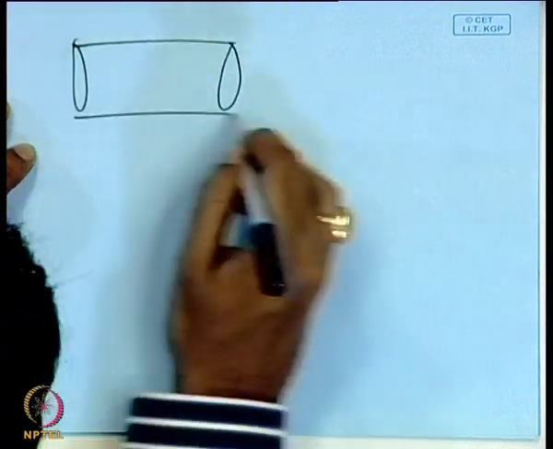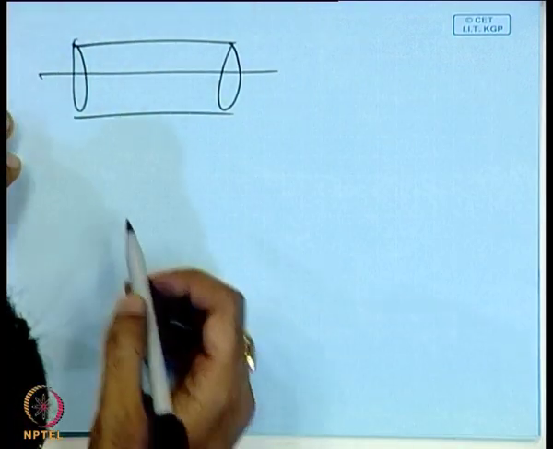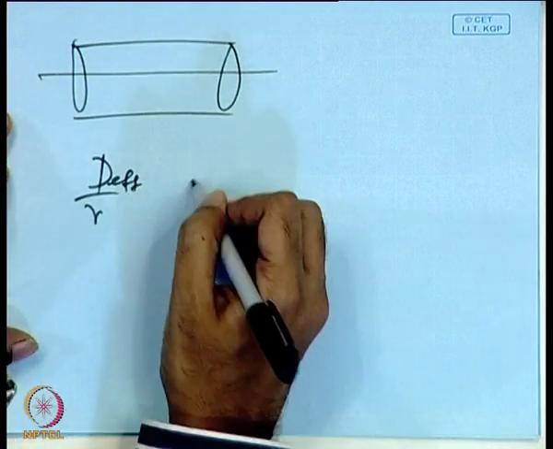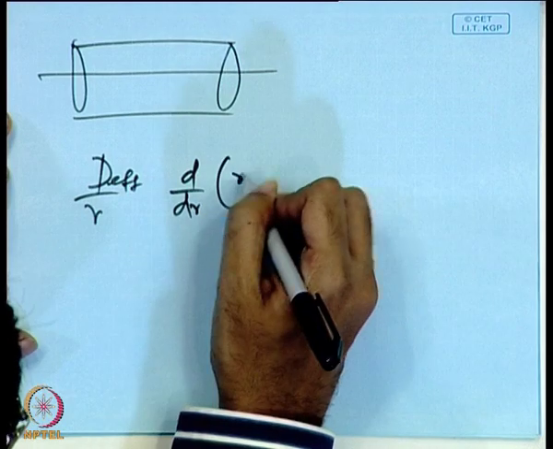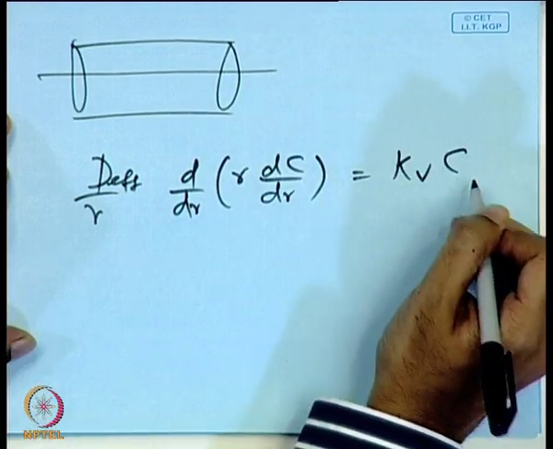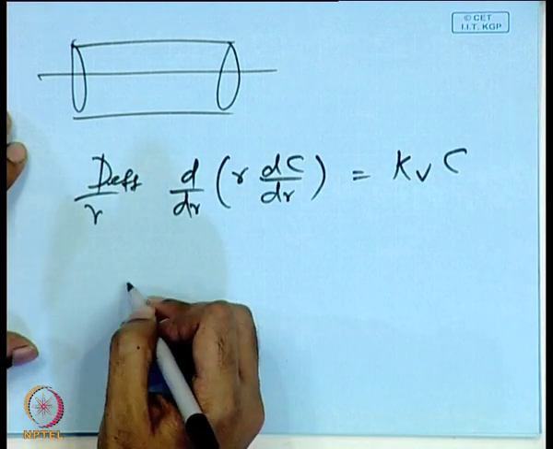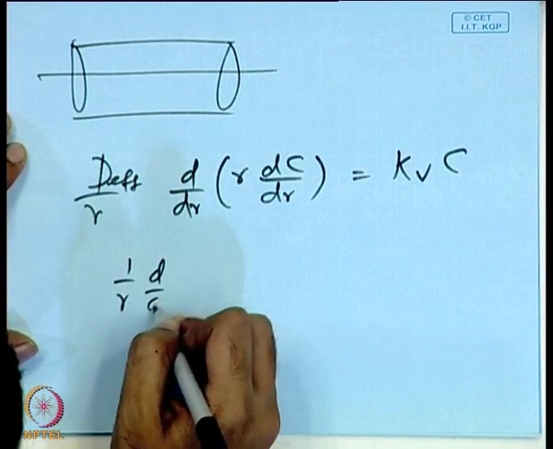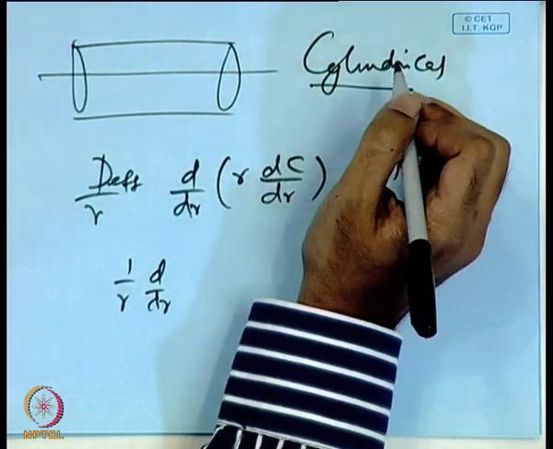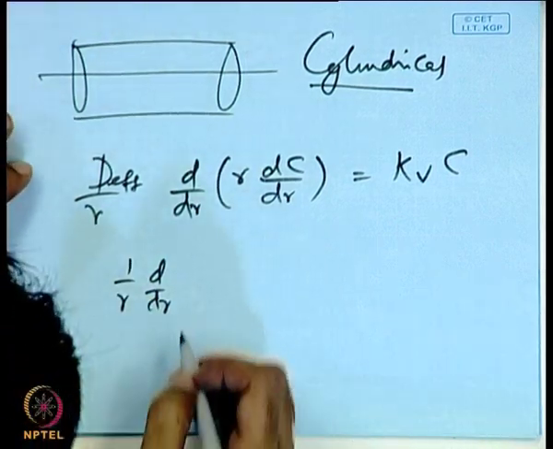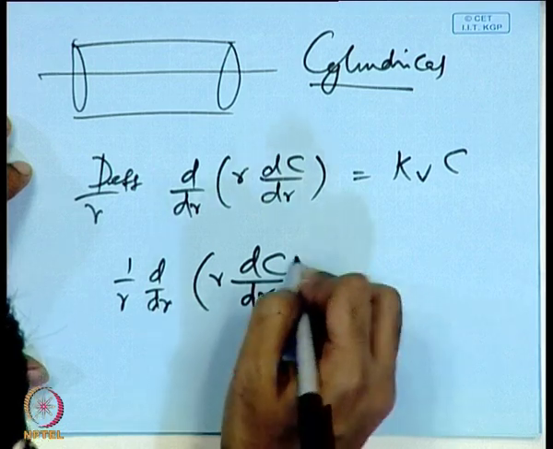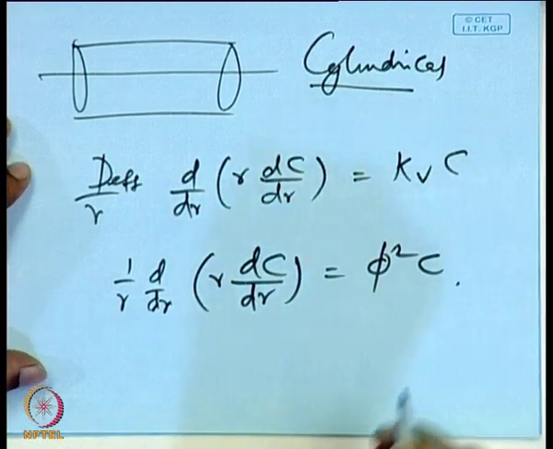So, I did not do the cylinder, but that does not mean that you do not have to go back and do the cylinder now. So, this is my D effective d dr of r del C del R equals kV C, right. So, after making it dimensionless you get 1 over r d dr. This is a cylindrical coordinate, by the way, do not confuse with spherical. So, we have left the spherical where we were. Because he mentioned Bessel function, that is why I am going back to phi square of C, fine.